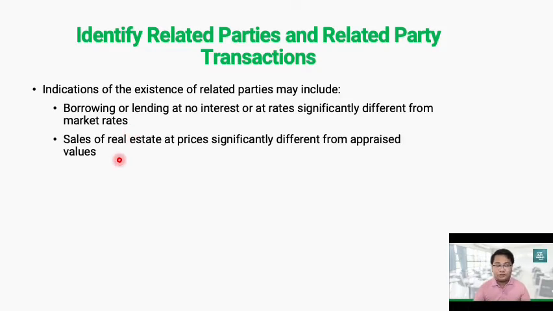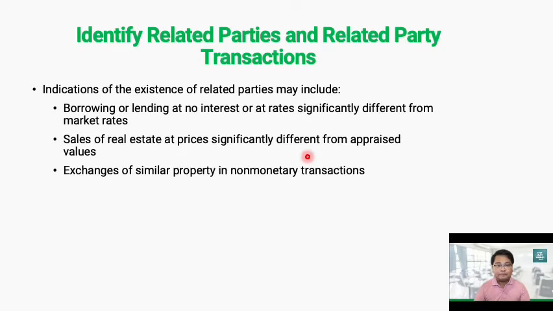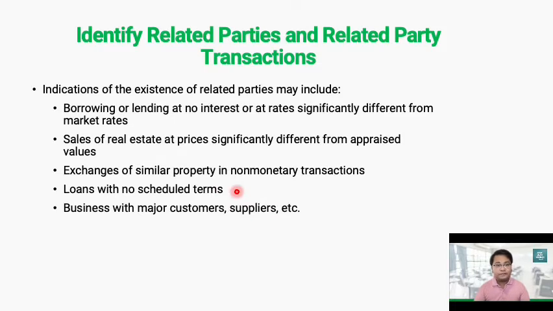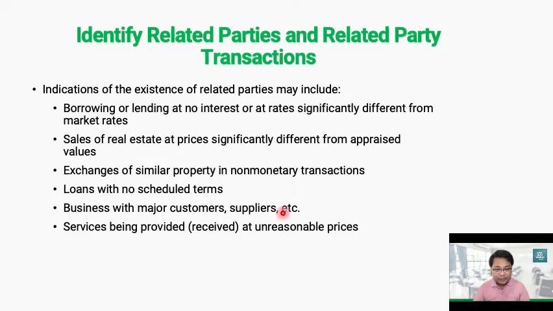Another is the sale of real estate at prices significantly different from the appraised value. This could also indicate a related party transaction once we identify that during our audit. Other indicators are exchanges of similar property in non-monetary transactions, loans with no scheduled terms, and business with major customers and suppliers. It's possible that those major customers and suppliers could be related parties already. Also, services being provided or received at unreasonable prices.